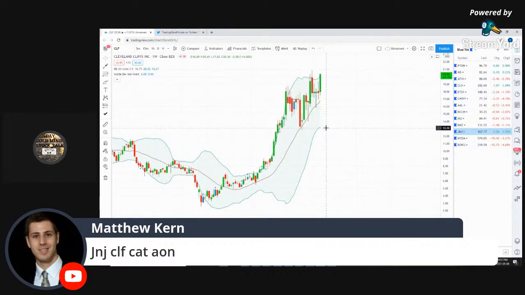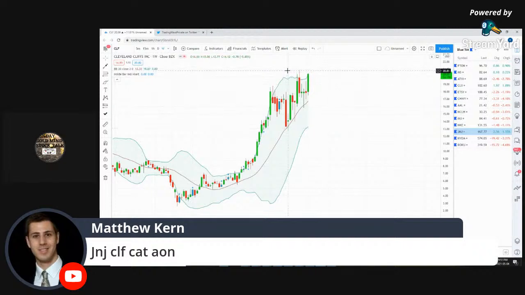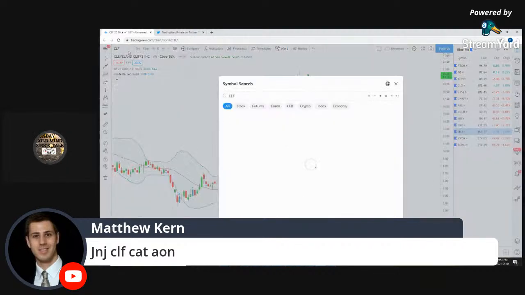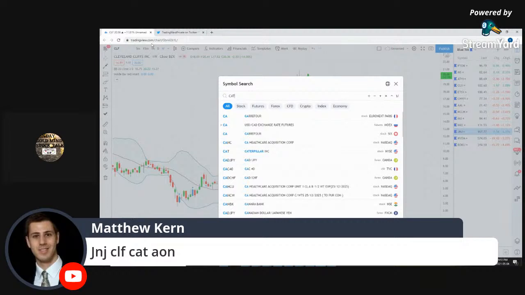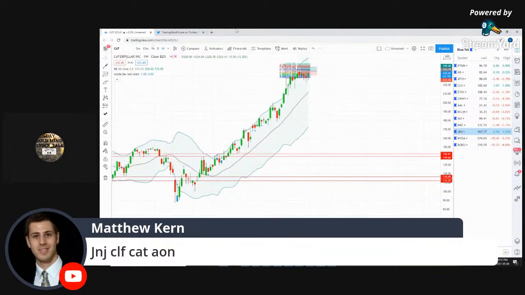So Cleveland Cliffs looks good. Looks like it's going to break all-time highs. It definitely looks like it's on the way. As long as this level holds here, 17.60, I think it'll break through all-time highs. So it looks pretty good for that continuation. Cat.